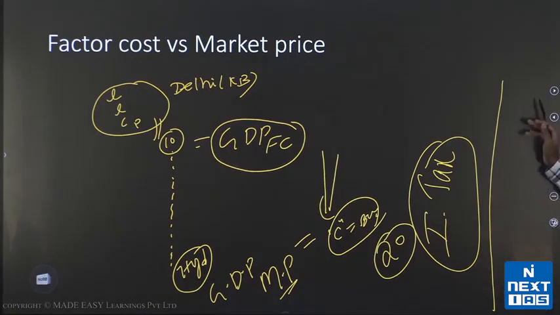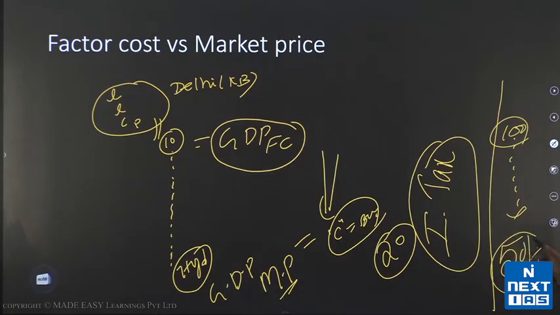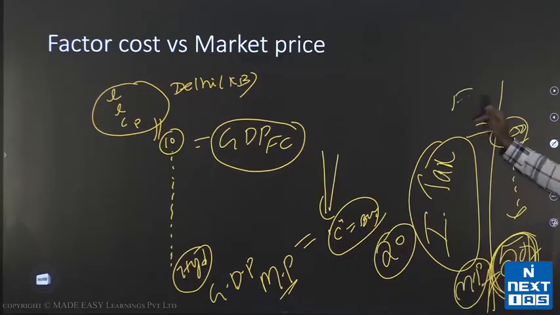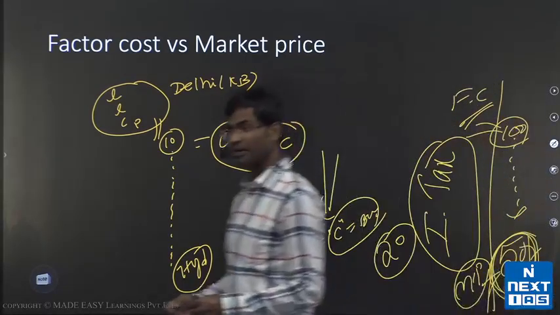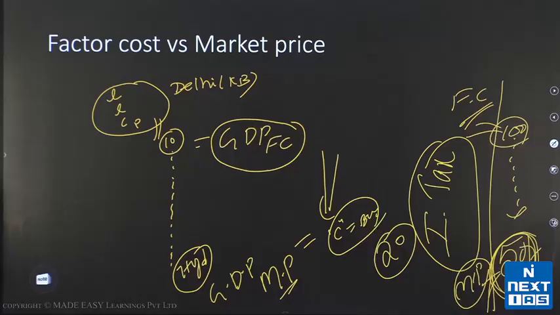Next, there is a fertilizer company, and 100 rupees is the price in Delhi. But the government of India tells them to sell to farmers in Punjab for only 50 rupees. So market price is 50. Factor cost is 100. Now UPSC can ask you: factor cost is always less than market price. Right option or wrong option?